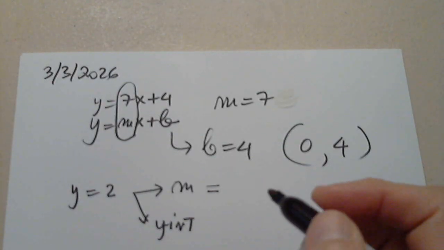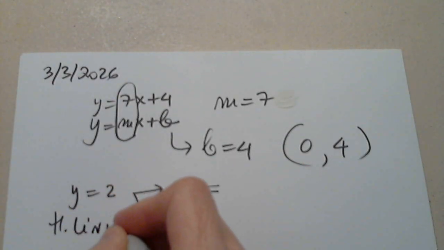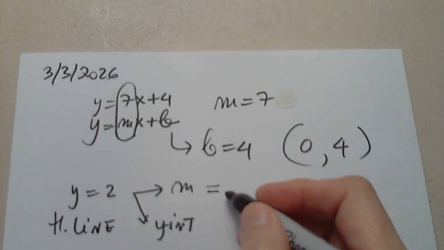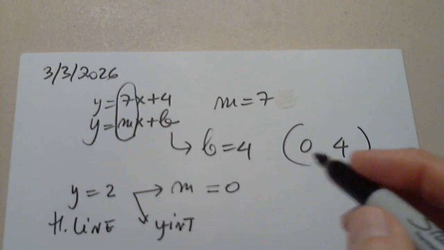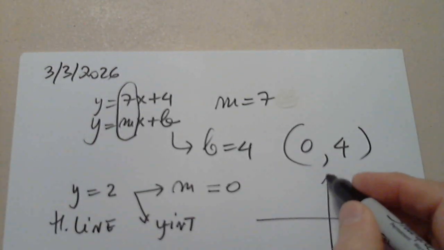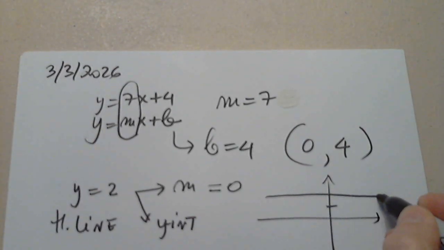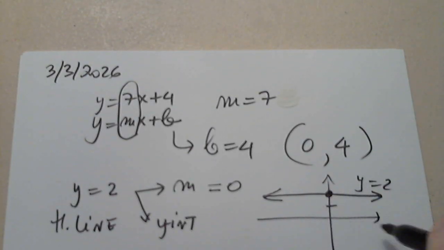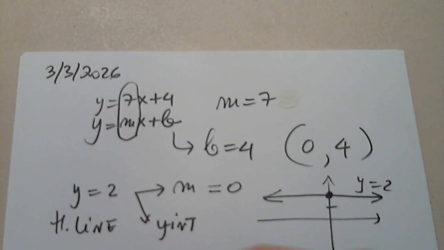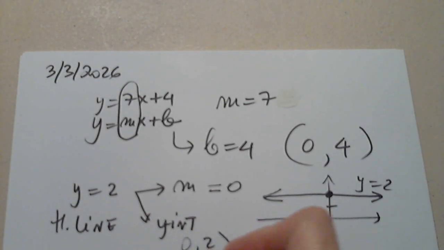So what is the slope of a horizontal line? 0. Yes. And what is the y-intercept? So remember, it's very easy to graph this equation. It's right here, y equals 2. So there is a y-intercept. Of course, there is no x-intercept. So what will be the y-intercept for this equation? (0, 2). (0, 2) indeed. That's all we need. Any questions, please?